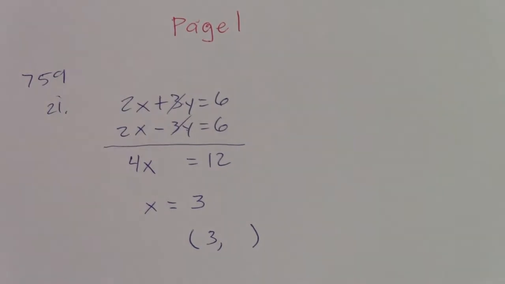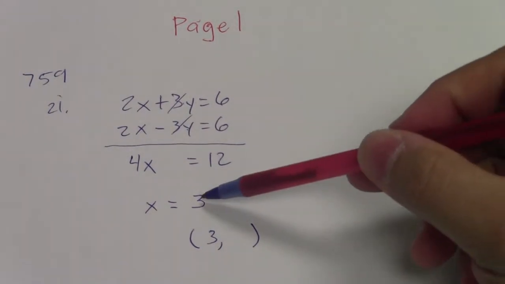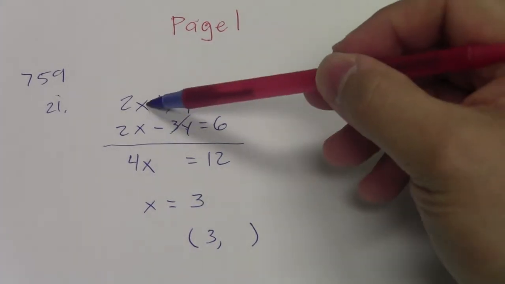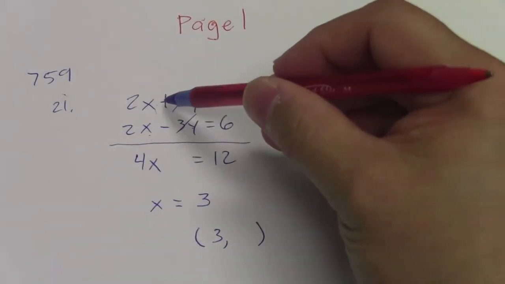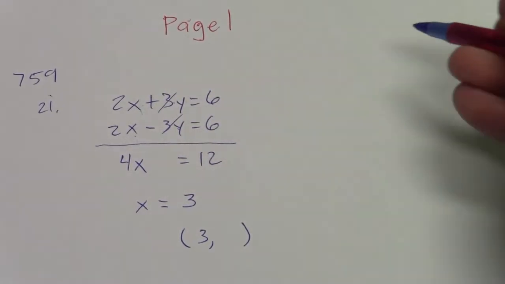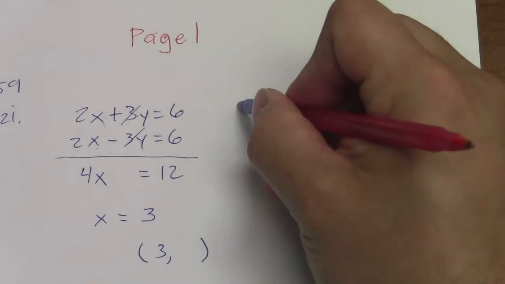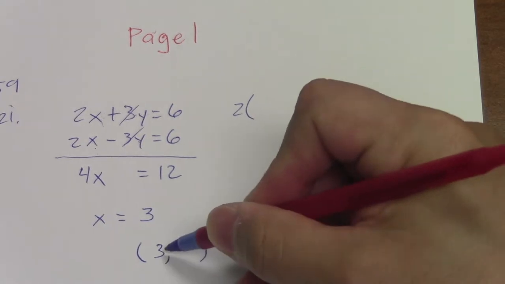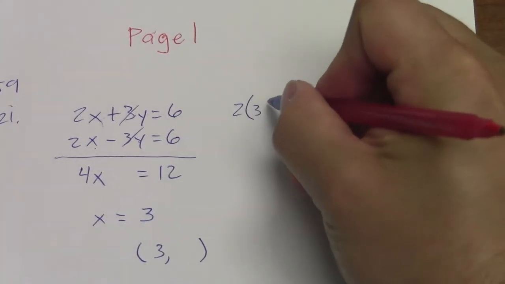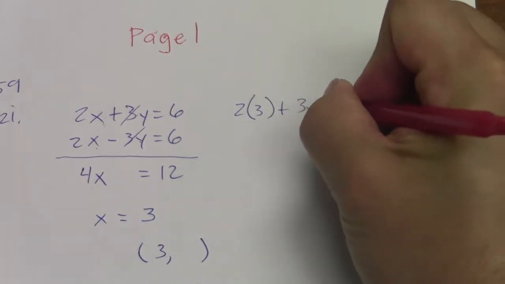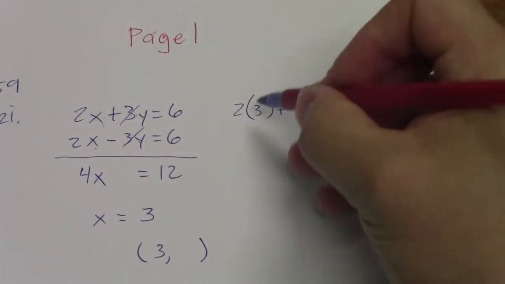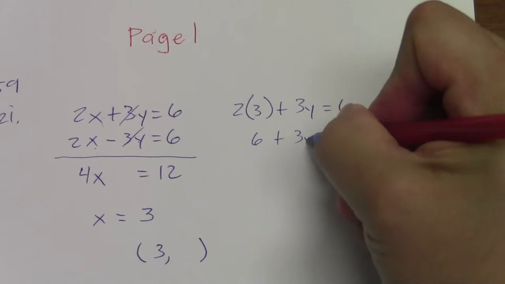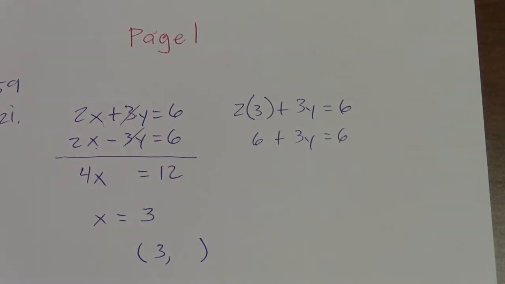Now we need to solve for y. To solve for y, all I really have to do is plug x into one of my original formulas or equations, and then just solve for it. So let's do this one since everything is positive. I'm going to go 2, and I already found out that x is 3. So 2 times 3 is 6, plus 3y equals 6.